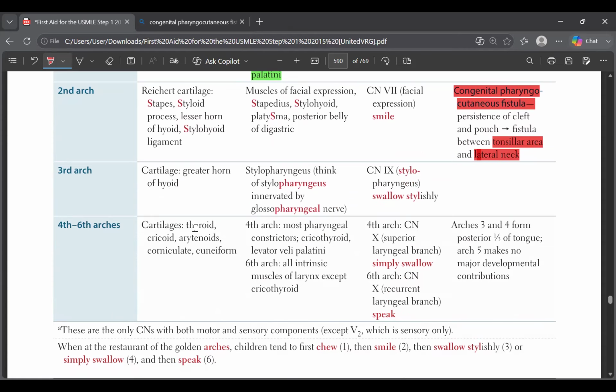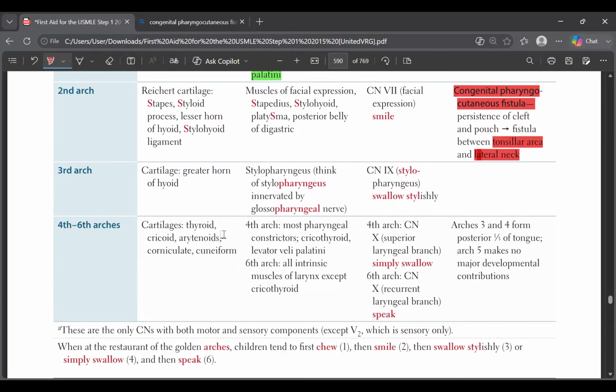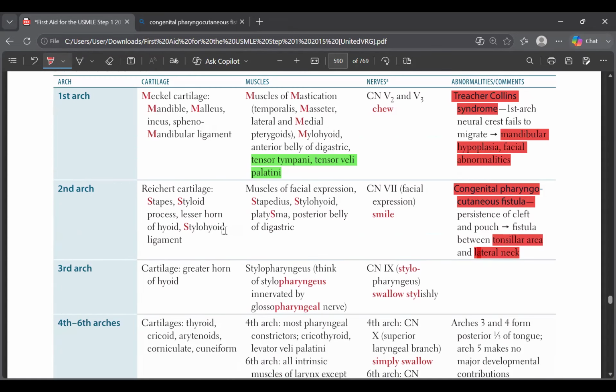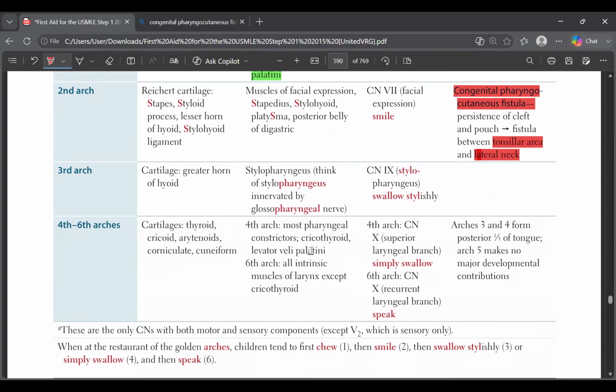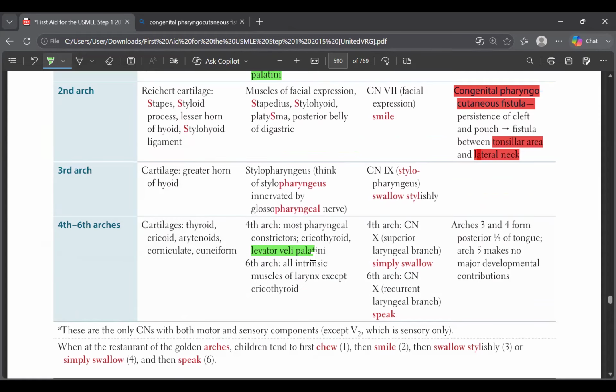Fourth and sixth arches have cartilages of thyroid, cricoid, arytenoid, corniculate, and cuneiform. The fourth arch supplies mostly pharyngeal constrictors, cricothyroid, and levator veli palatini muscle. All right, so levator veli palatini was also supplied with the first arch. No, sorry, that was tensor veli palatini, and this is levator veli palatini. So it's Leviosa. Okay, levator veli palatini by the fourth pharyngeal arch, cricothyroid, and the pharyngeal constrictors.